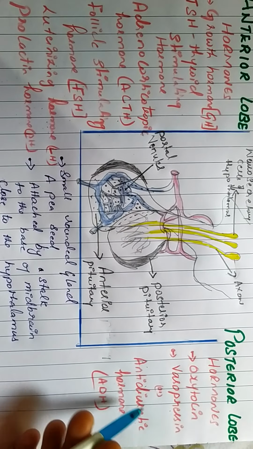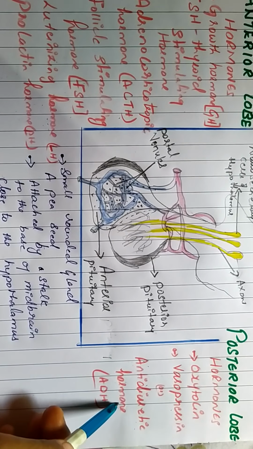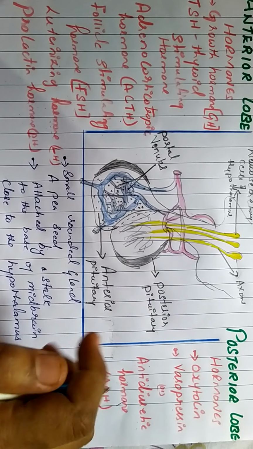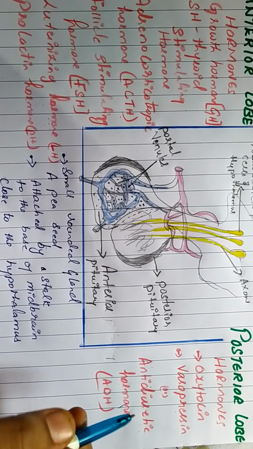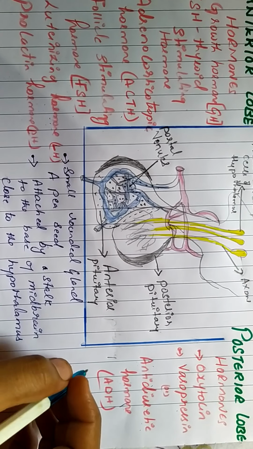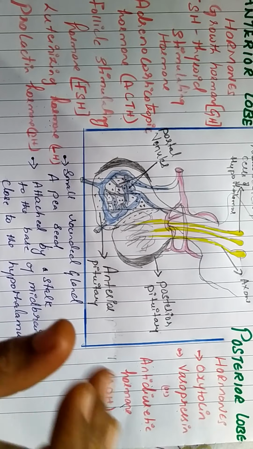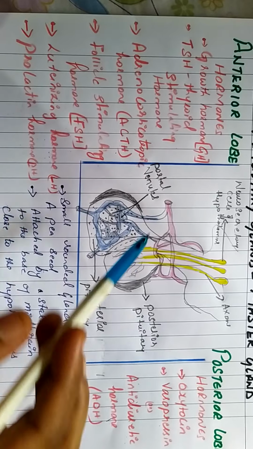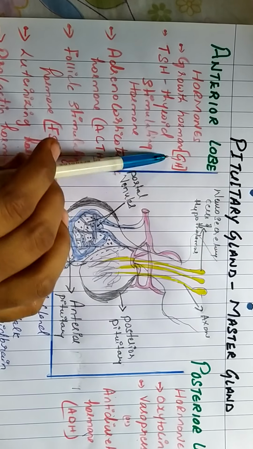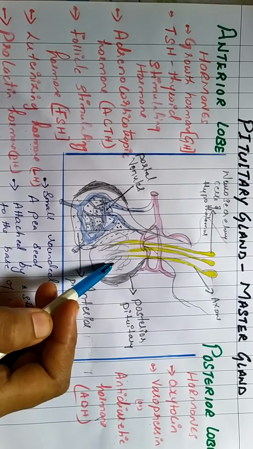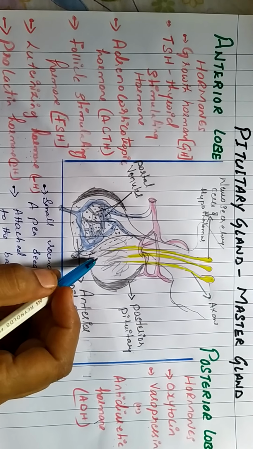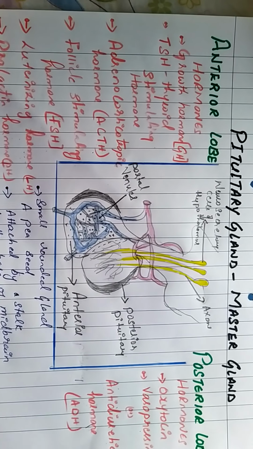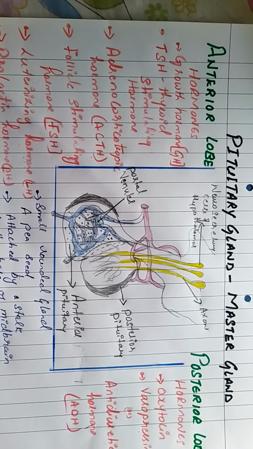Second is vasopressin, or antidiuretic hormone. This hormone controls the reabsorption of water during urine filtration by the kidney tubules. It causes the contraction of small arteries in the blood, thereby increasing the blood pressure in the body. So both of these hormones, which are produced by the anterior and posterior lobes of the pituitary gland, play a very significant role. Hence it's called the master gland, because it controls the other glands also.